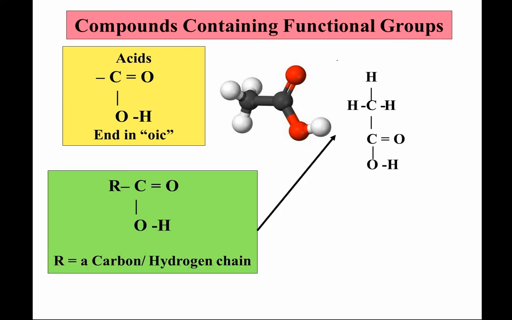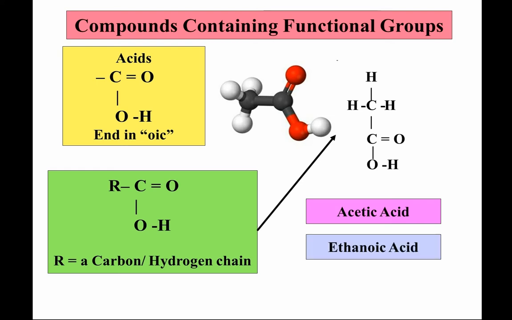Here is the general formula for an acid group on a chain, or in other words, an organic acid. And you might guess already the systematic name would be ethanoic acid. The more common name, of course, is acetic acid. Ethanoic acid, as I suggested, is the formula and name for vinegar.